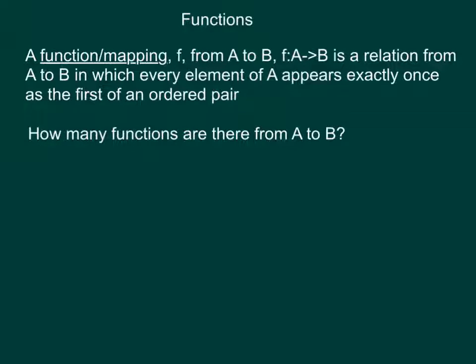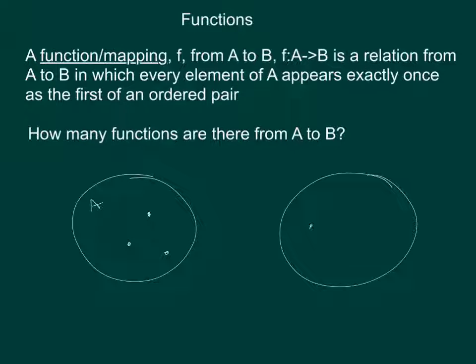So now we have the question, how many functions are there from A to B? Essentially, we have a set A, and it has some number of elements, say for example 3. And then we have a set B. It has elements that we can map to, however many there are.